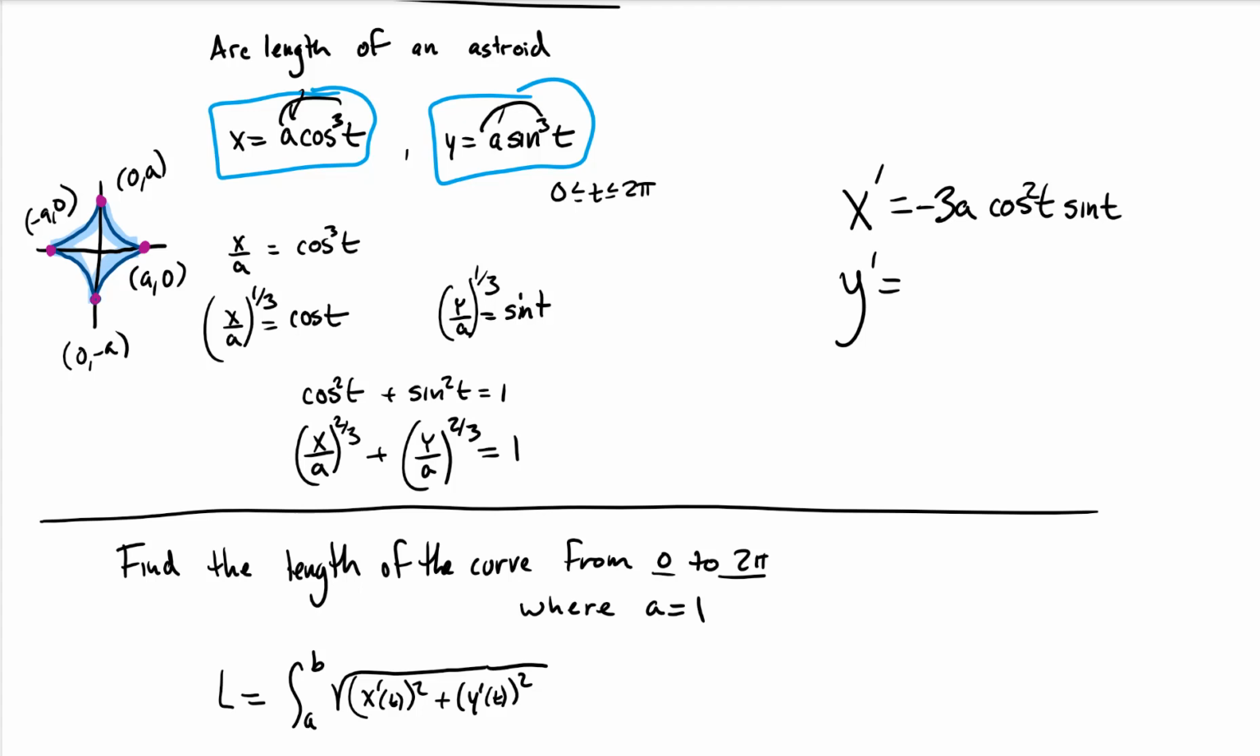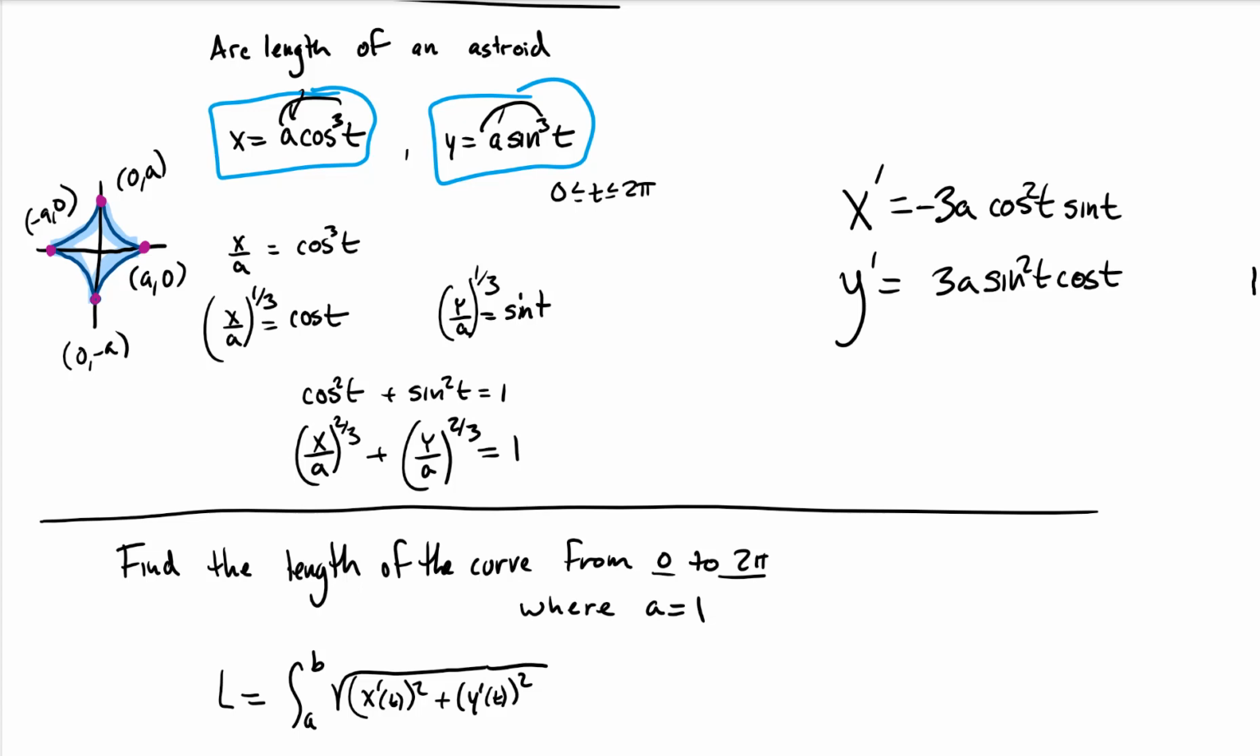Same thing, 3 is going to fall. You're going to get 3a sine squared of t. And then we have to do the derivative of the inside, which is cosine of t. And we found x prime and y prime. Now we put all that stuff together and we solve.